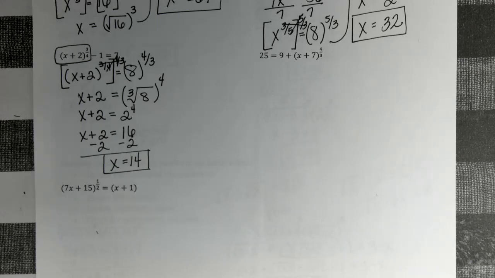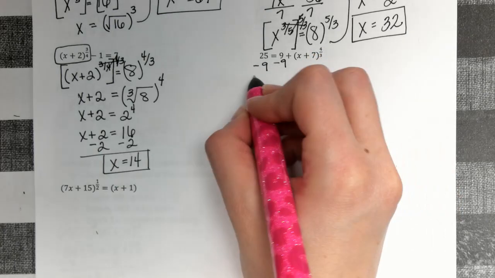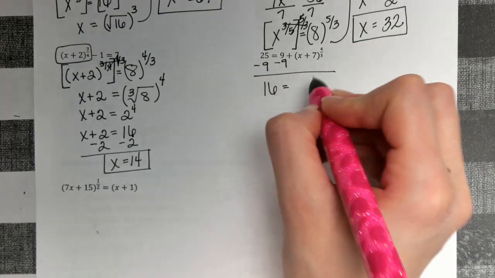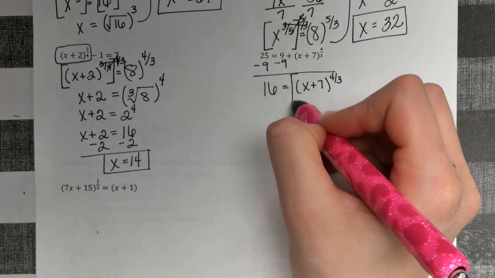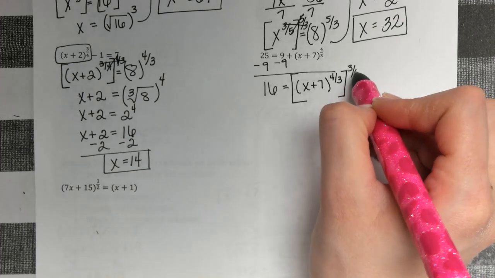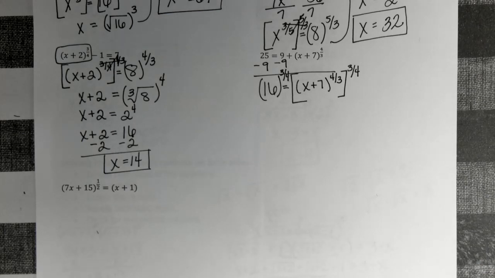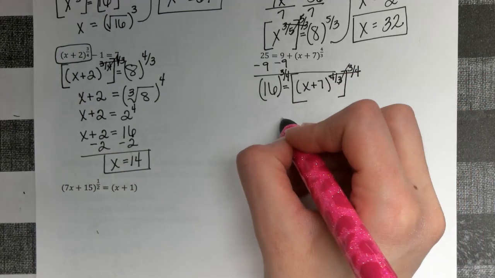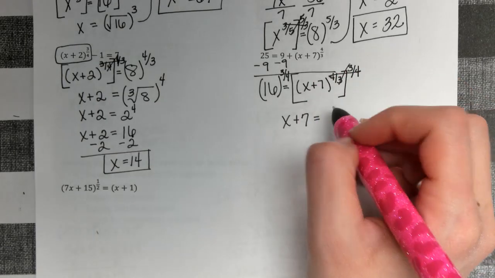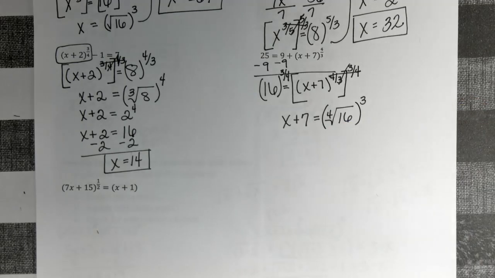What should your first step be? What does that give you? Then what did you do? Raise it to the 3/4. Now, what people do is they think they're multiplying 16 or whatever that number is times 3/4. You're raising it to that so that these will cancel. So x plus 7 equals, that's the 4th root of 16 raised to the 3rd power.